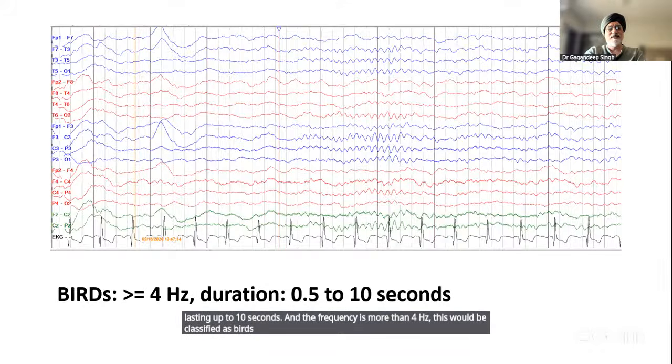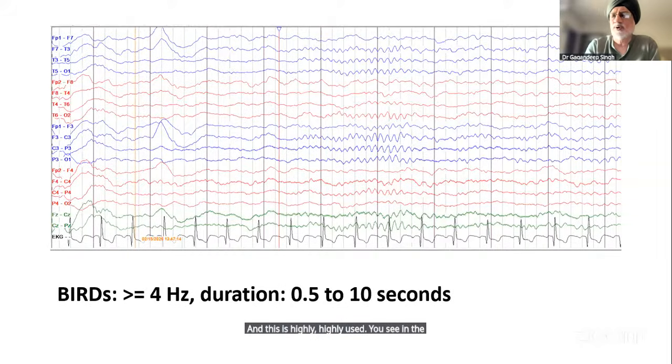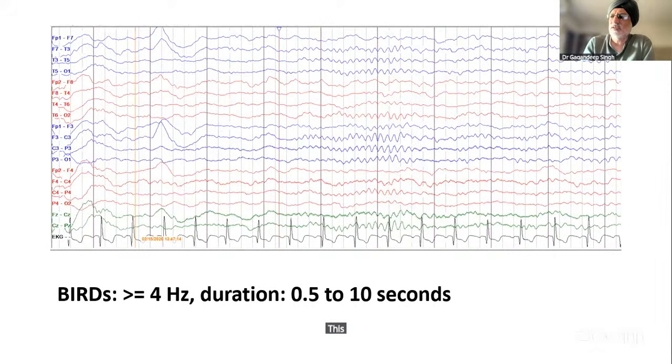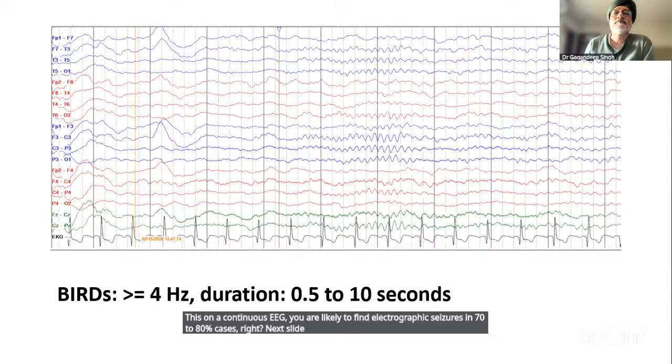And this, in this instance, seems to be coming from the left side. And this is highly, you see in the 2HELPBAD score, it's accorded a score of 2. It's highly epileptogenic, roughly about 70%. If you record this on a continuous EEG, you are likely to find electrographic seizures in 70 to 80% of cases, right? Next slide, please.